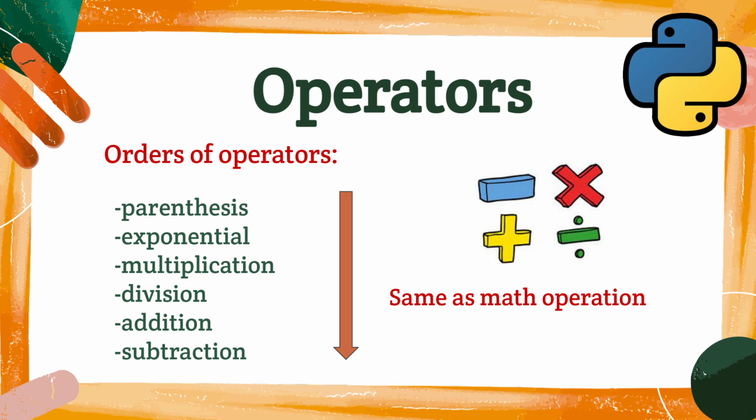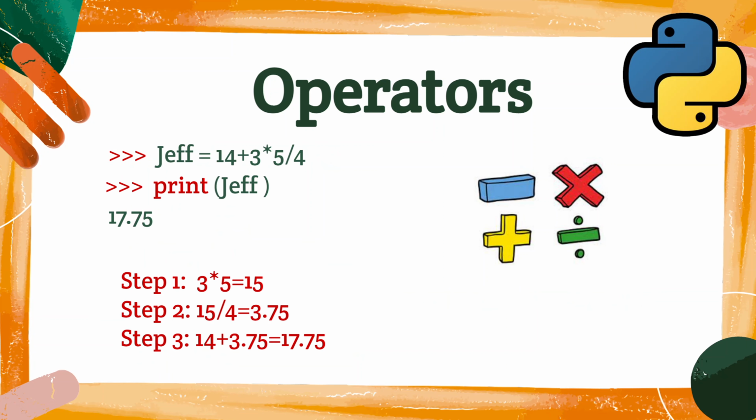Here are the orders of the operators. It is pretty much the same as the math operations. First is parentheses, the second is exponential, the third is multiplication, the fourth is division, the fifth is addition, and the last is subtraction. Let's take a look at this example. Step 1, it will operate 3 times 5 and get 15. Step 2, it will operate 15 divided by 4 and get 3.75. Step 3, it will add 14 and 3.75 and get 17.75.